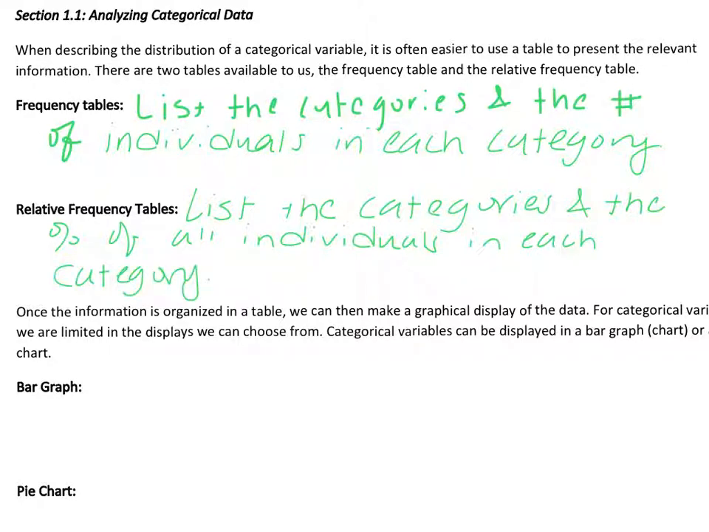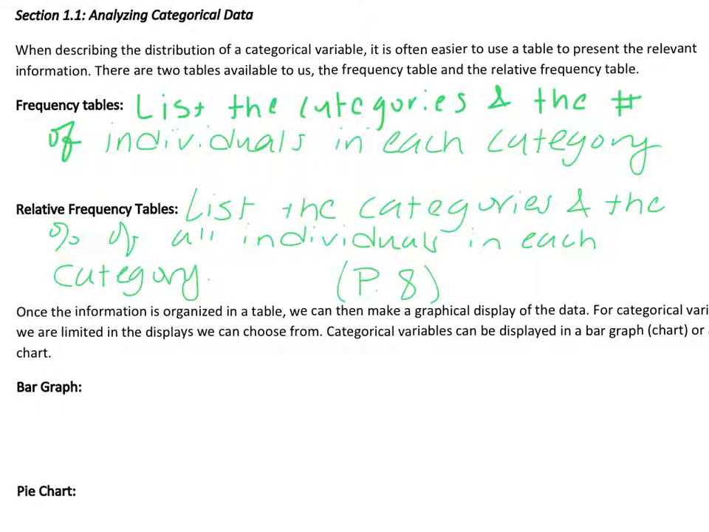We're going to look at some examples of this in class and potentially in these notes. However, if you wanted to see an example, you can find an example of a frequency and a relative frequency table on page 8 of your text. So once we have our information organized into a table, then what we're going to work on is making a graphical display for that data. For our categorical variables, there are really only two displays to choose from: the bar graph or the bar chart, and a pie chart or a pie graph.